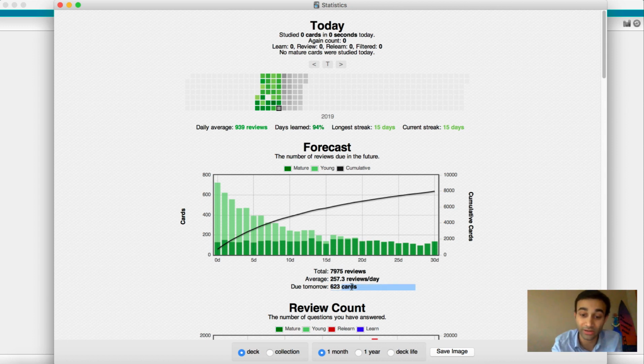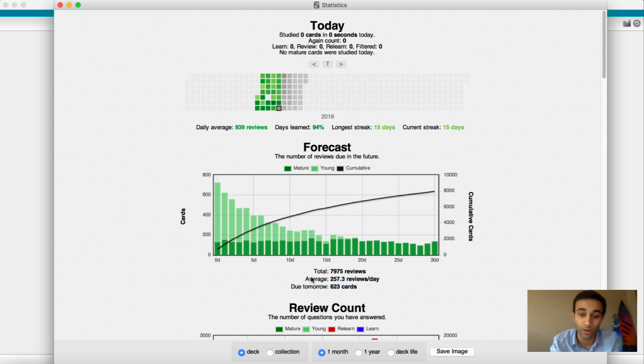This number, however, can get higher because as I do cards today, I might have to make some of them due tomorrow. That way, instead of 623 here, you might see 624, 625. Sometimes I've had days when I start and the amount due is around 600, and then by the end of the day it's like 800, just because I had so many cards I had to get through.